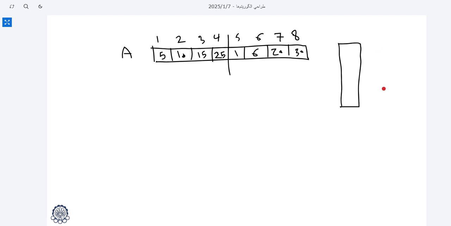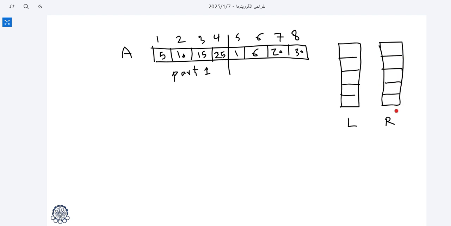auxiliary arrays, array L and array R. We copy the content of the first part to array L, and we copy the content of the second part into array R.